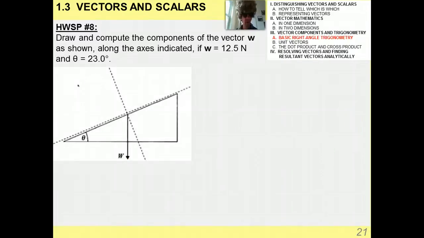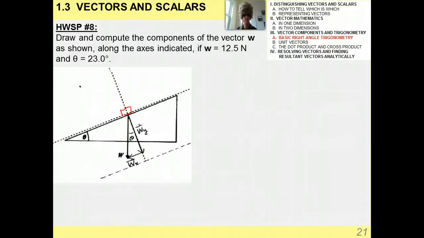This is a very important problem that we're going to spend quite a bit of time on. This is the inclined plane. You will see this again when we study forces. Go ahead and read the problem and give it a try. So I have vector W acting downwards. It could be the weight vector on a box or something resting on this inclined plane. Now, if the weight vector is 12.5 newtons acting straight downwards, and this angle is 23 degrees, I want you to draw and compute the components of the vector.